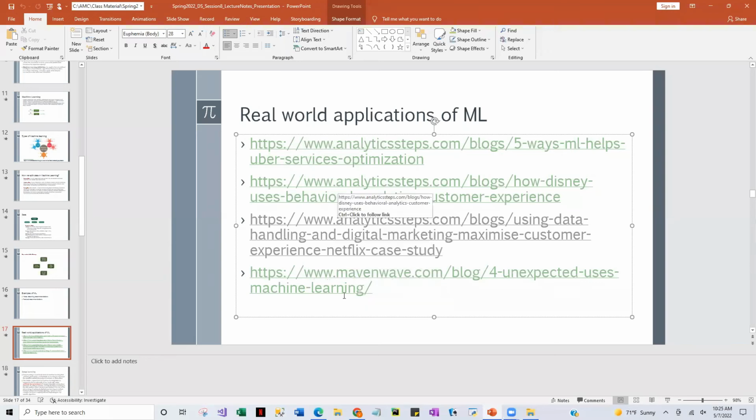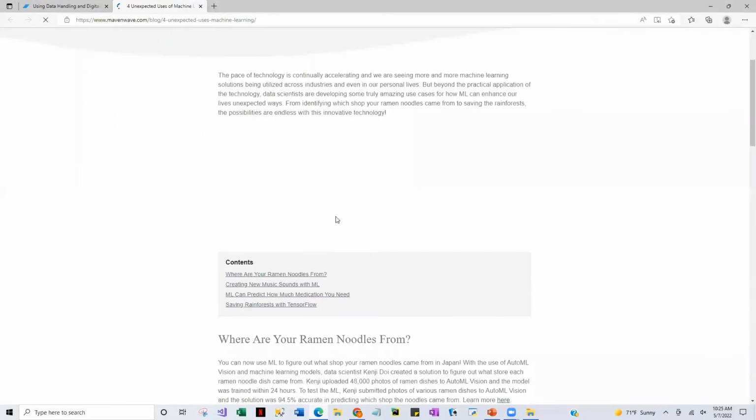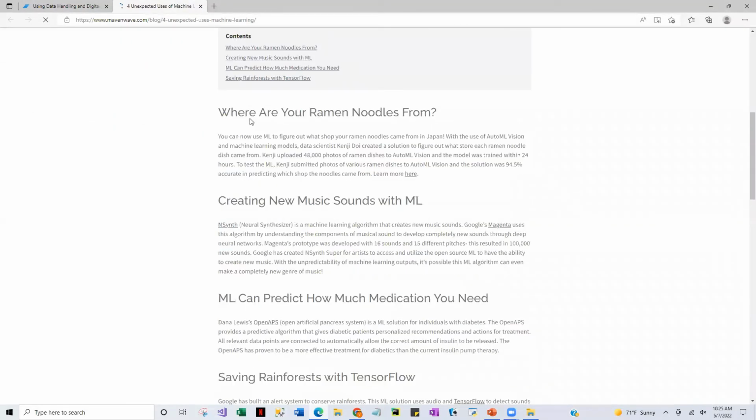And this one, the unexpected, is also a cool one. We may not see the applications of machine learning here, but these are the unexpected users of machine learning. I found this really cool. If you know ramen noodles and you're a fan of them, you can look into this. What this person is doing is using the image of the noodles to find which store it came from.